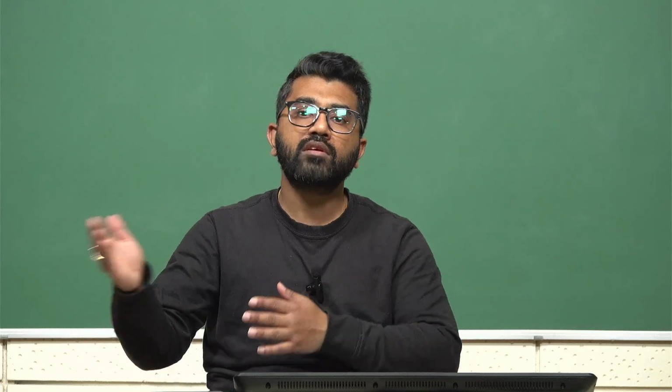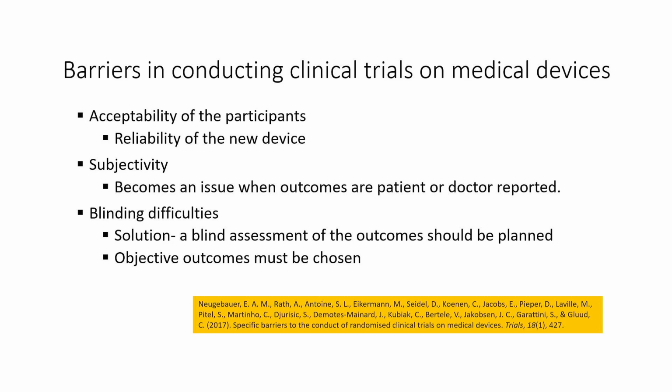Not that you publish one paper and that's the entire set of data and the next step is some animal models and then clinical trial. It's an area of work which goes on for a while, right? Acceptability of the participants, reliability of the new devices or technologies, subjectivity becomes an issue when outcomes are patient or doctor reported. Blinding difficulties are other challenges which you will face often in conducting clinical trials, but they have to be taken with some caution, like while looking at what are the future outcome measures.